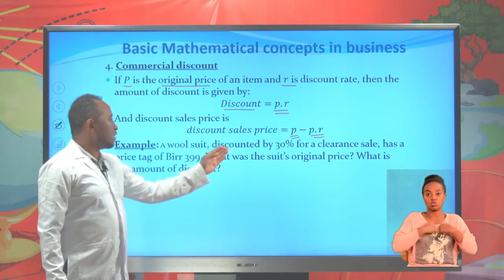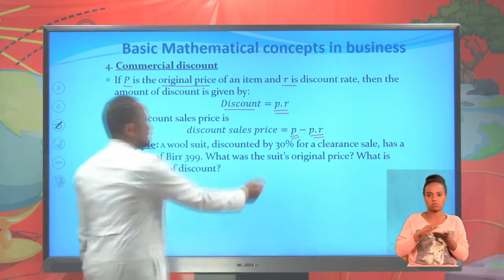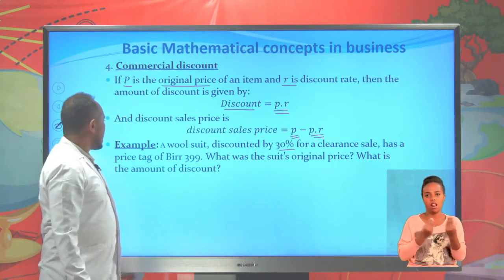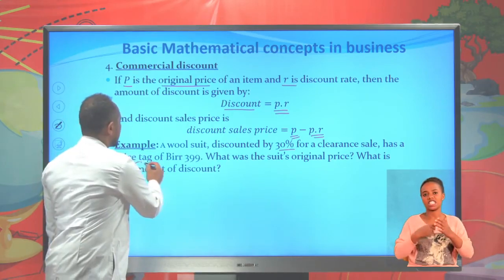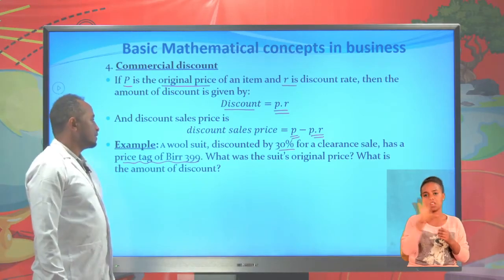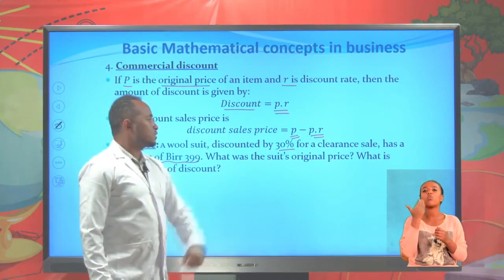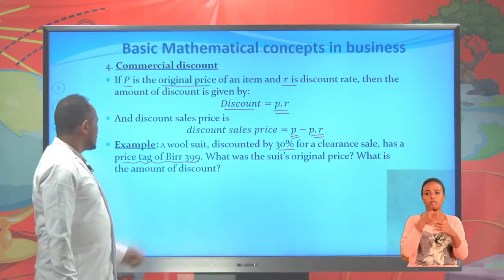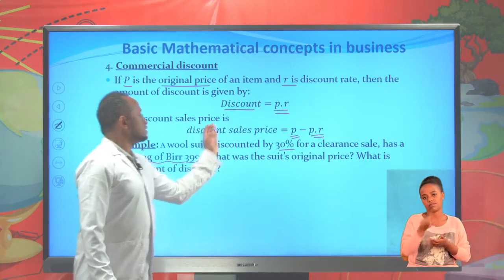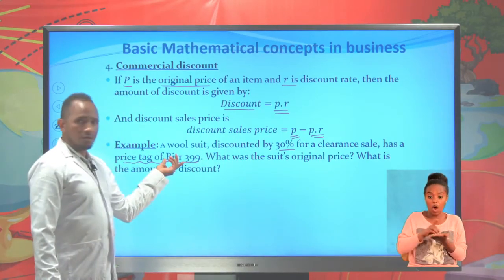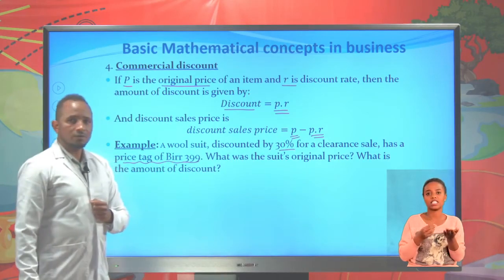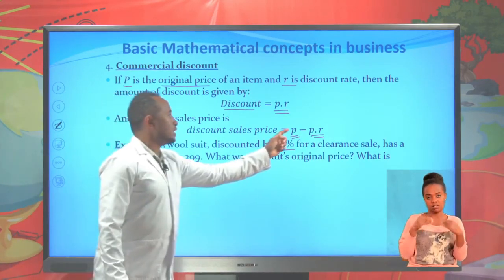A wool suit is discounted by 30% for a clearance sale and has a price tag, that's the discounted price, of 399 birr. So what was the suit's original price and what is the amount of discount? Here the discounted sale price is given and the discount rate is given. First we are asked to find the original price.